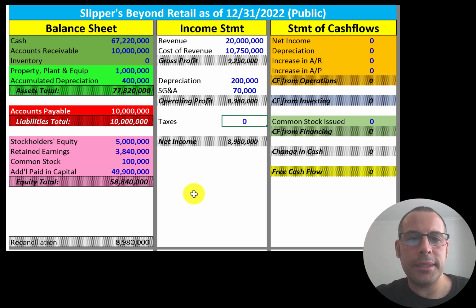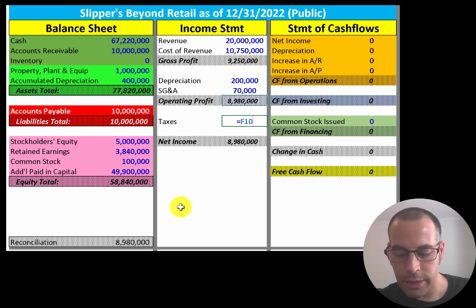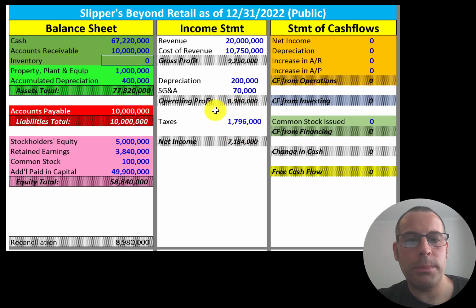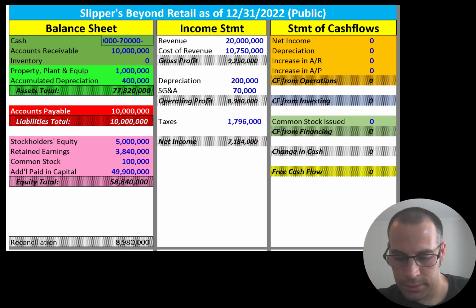And now let's pay taxes. Our tax rate is 20%, so 20% of our operating profit. So we have to minus $1.796 million from cash.